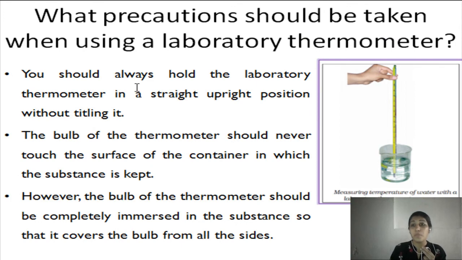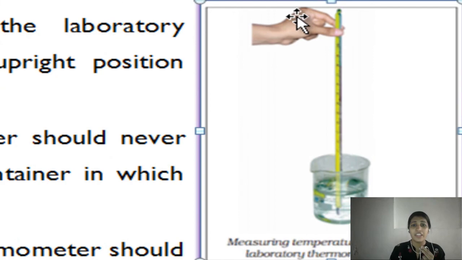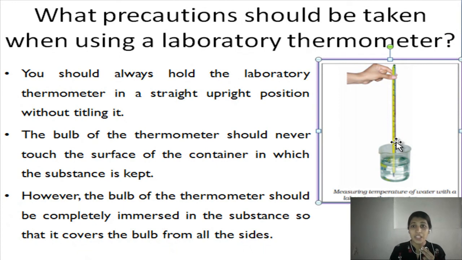So what precautions would you take before using the laboratory thermometer? You should always hold the laboratory thermometer in a straight upright position without tilting it, as shown in the figure. The bulb of the thermometer should never touch the surface of the container in which the substance is kept. However, the bulb should be completely immersed inside the substance so that it covers the bulb from all the sides and the correct reading is obtained. So this much precaution you would take while measuring with the laboratory thermometer.